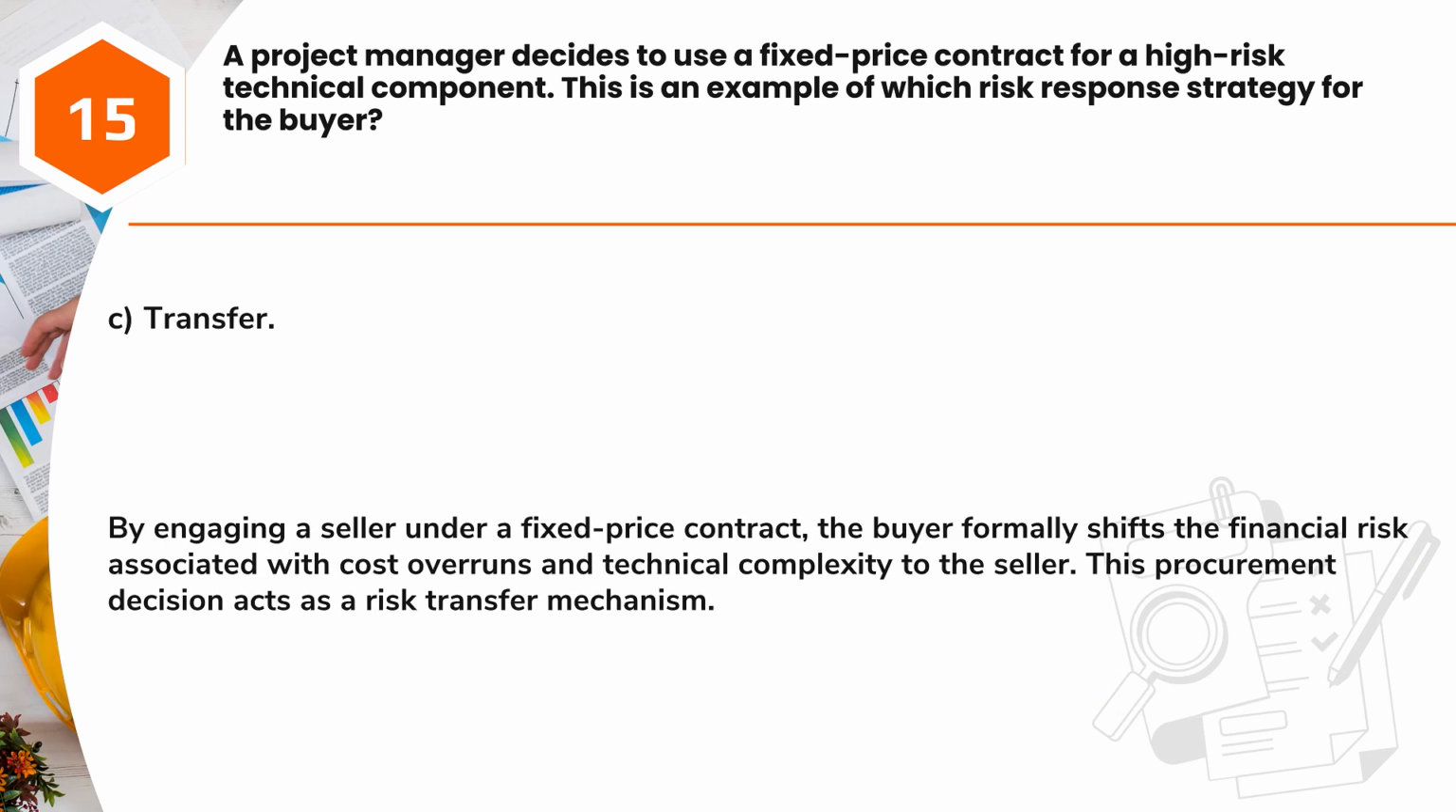Transfer. By engaging a seller under a fixed-price contract, the buyer formally shifts the financial risk associated with cost overruns and technical complexity to the seller. This procurement decision acts as a risk transfer mechanism.